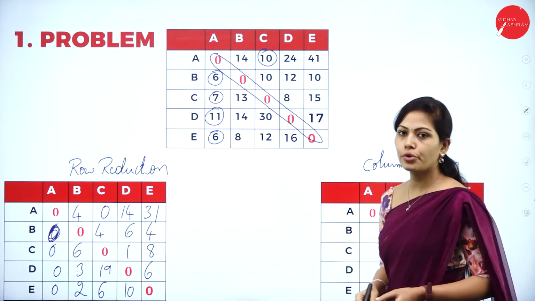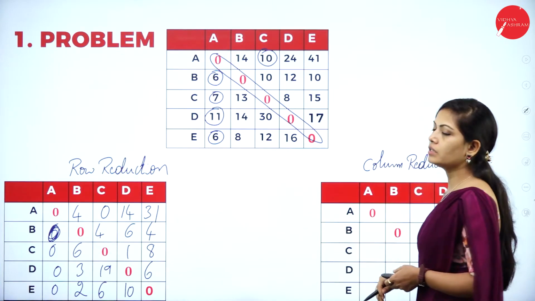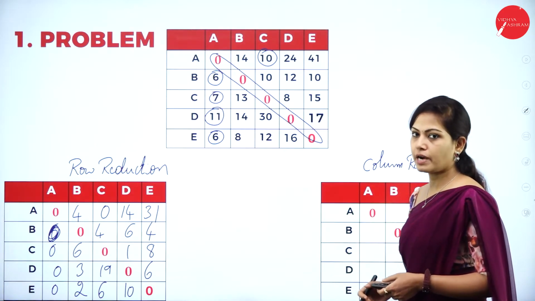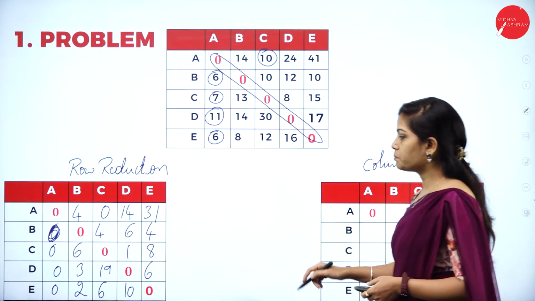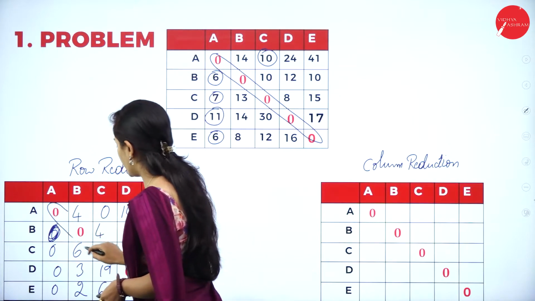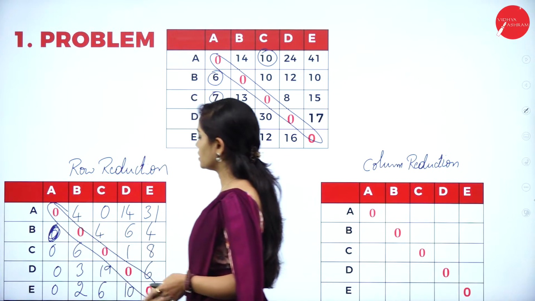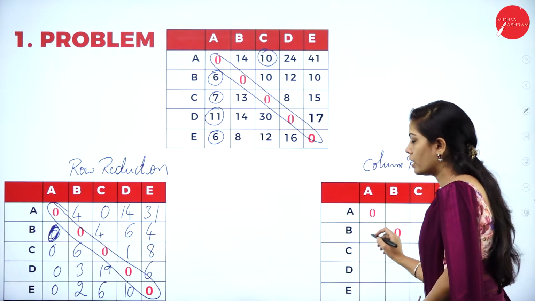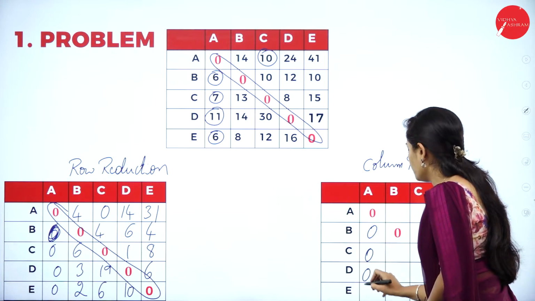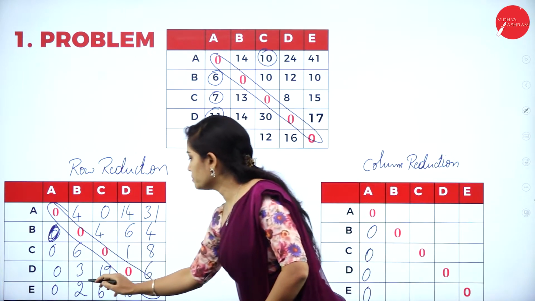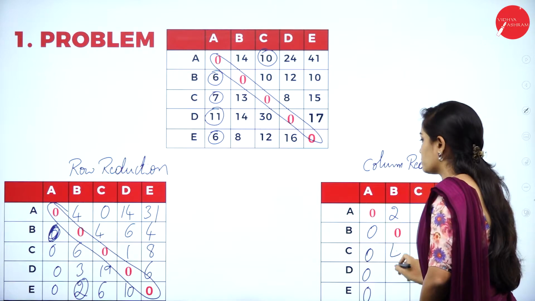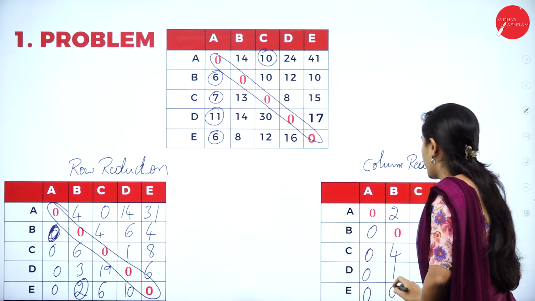By using this row reduction matrix values, we can find the column reduction. In first column, the least value is 0. Except this diagonal matrix values, you can consider the other value as the least value. So in first column, the least value is 0. In second column, the least value is 2. So 4 minus 2, 6 minus 2, 3 minus 2, 2 minus 2.